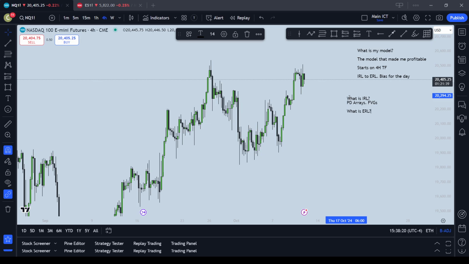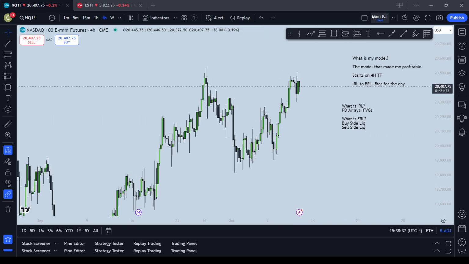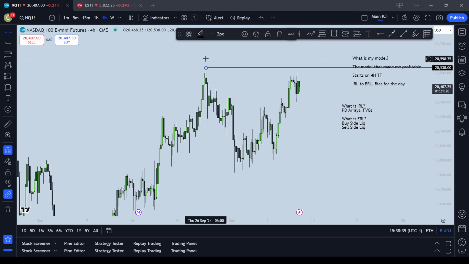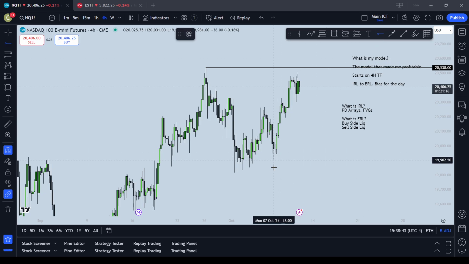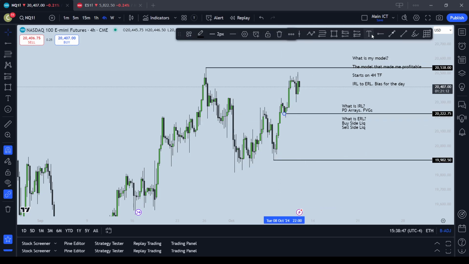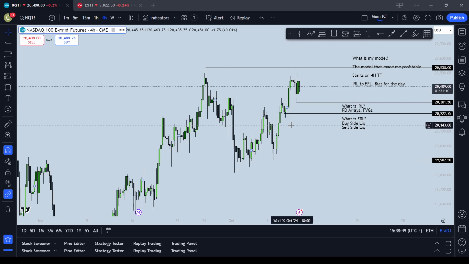What is external range liquidity? This is your buy side liquidity and your sell side liquidity. What do I mean by buy side and sell side liquidity? I mean your swing points. Okay, so you can look at this point up here as buy side liquidity, right? You can also look down here. This is sell side liquidity. This is sell side liquidity. This is sell side liquidity, right?